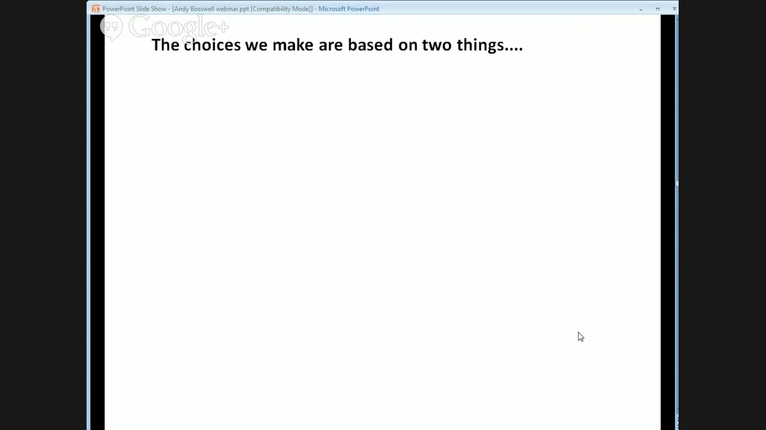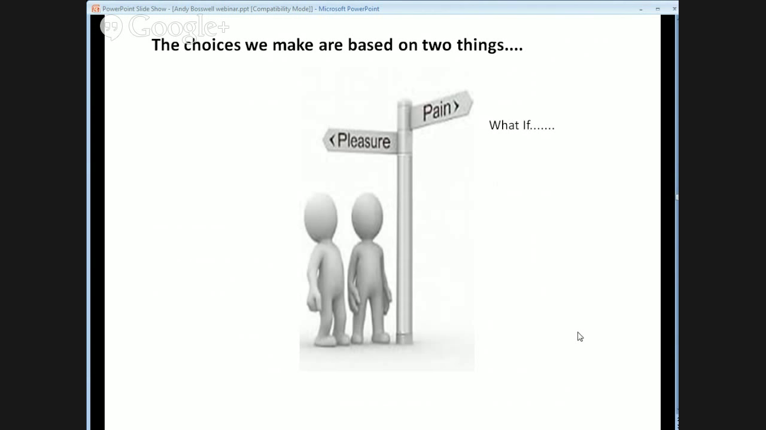Okay? So, the choices we make are based on two things. The first thing is pleasure. The second thing is pain. You see, in its lowest form, everything we choose is whether it's going to move us towards pleasure or away from pain. Okay? So what if I get no orders?